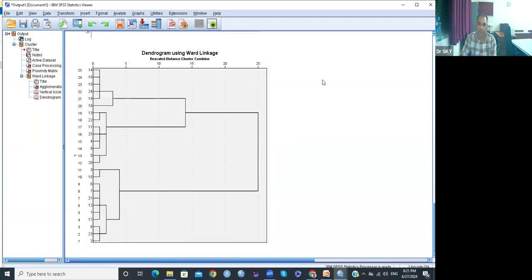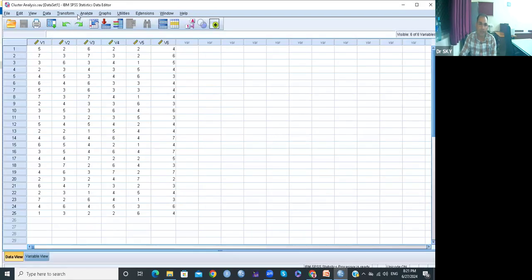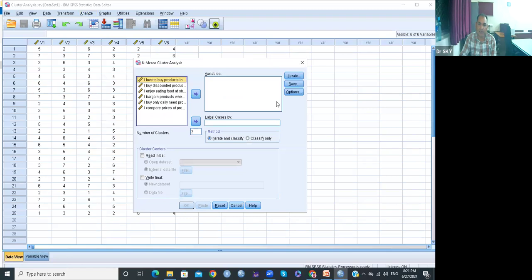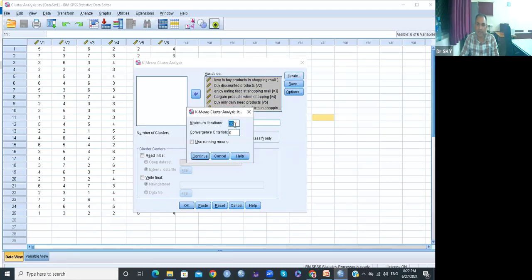So now let us do the non-hierarchical cluster analysis. Go to analyze and go to classify, then go to k-means cluster. Okay. So here you select all the variables and put them here. Go to number of iterations, and you can put here 20.